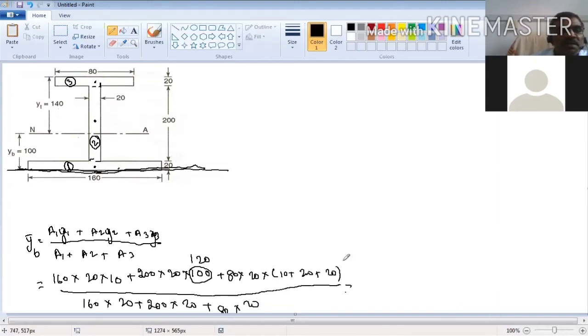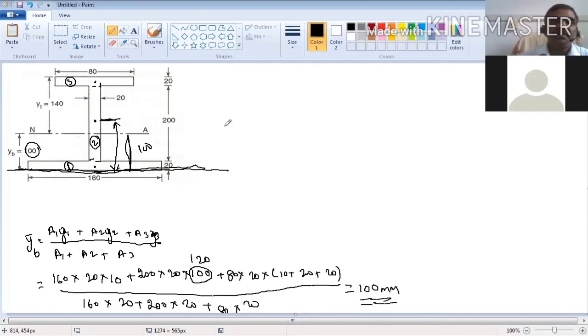So this will be, here it is already calculated, 100 millimeter. Actually, this point, what is the distance? This point, this is 100 plus 20, 120. This is at a distance of 120. But this is only 100. So 20 mm below that, 100. Right? So it is calculated.